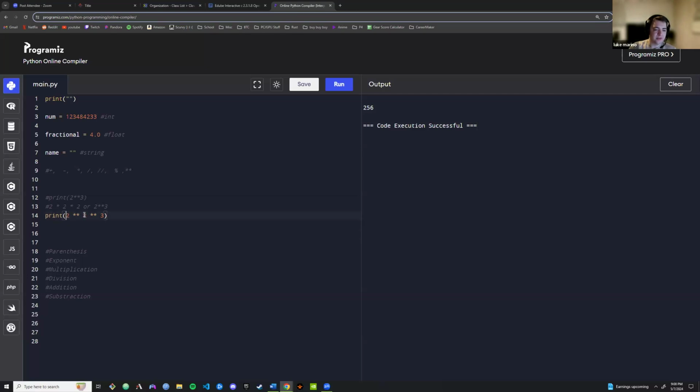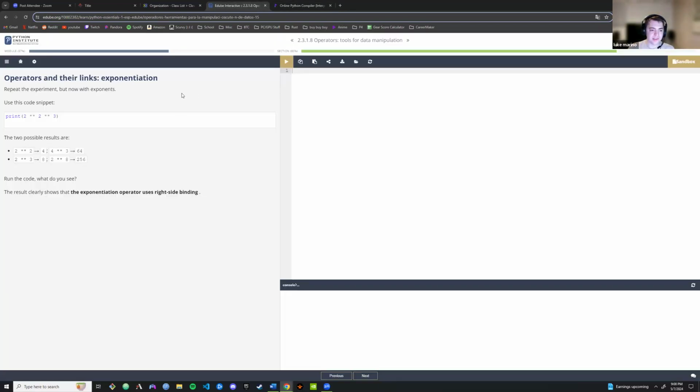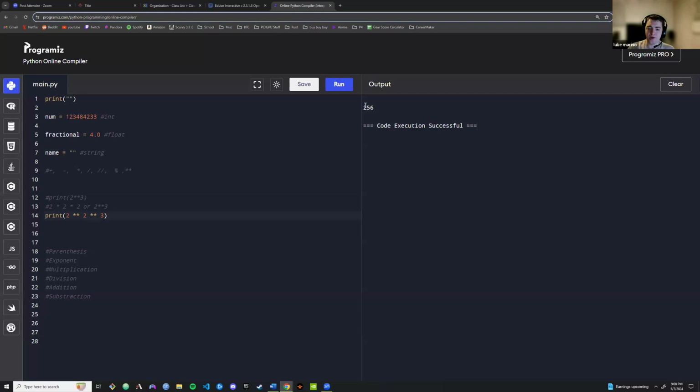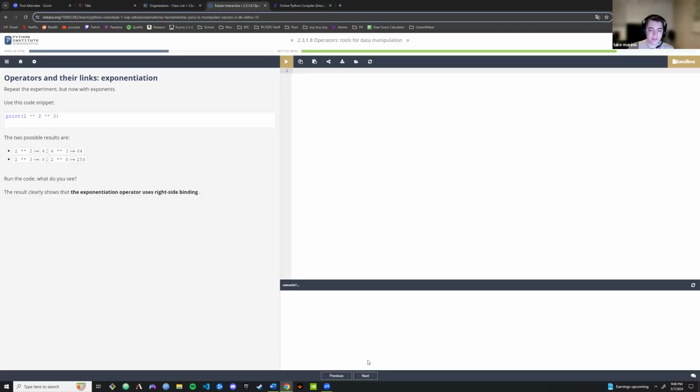Like 2 to the second, that's 4, and 4 to the third, that's 64. Why isn't it saying 64? Why is it saying 256? So the result is showing that the exponentiation operator is using right side binding.